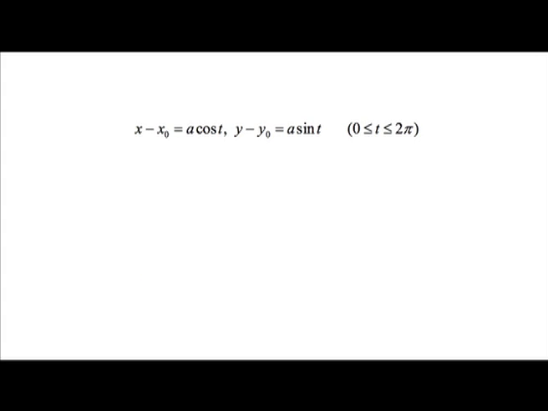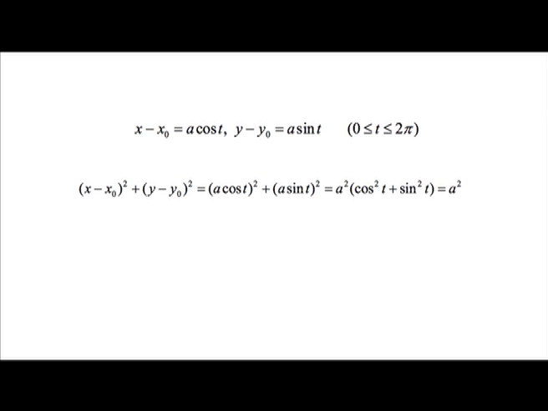We can obtain the Cartesian equation from the above parametric equations by eliminating the parameter t as follows: x − x₀ = a cos t and y − y₀ = a sin t, where 0 ≤ t ≤ 2π.